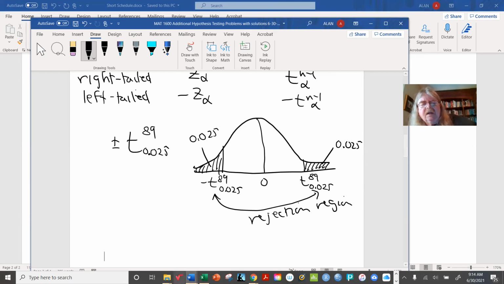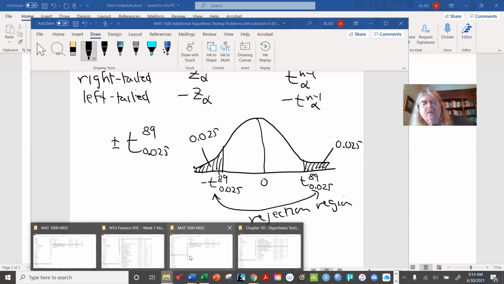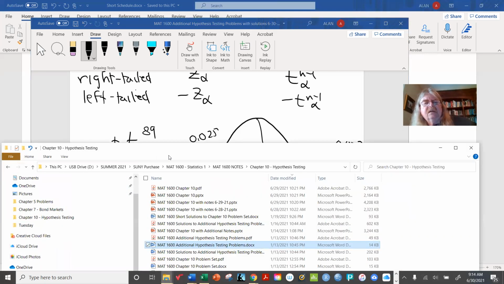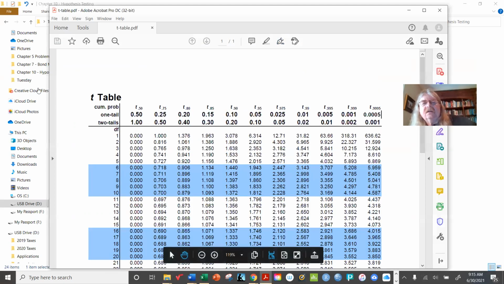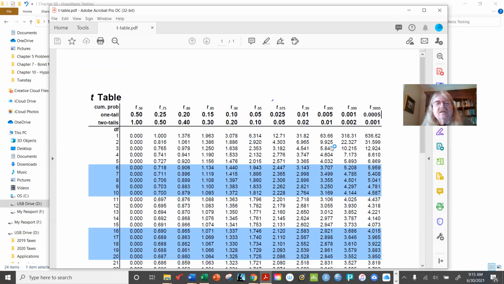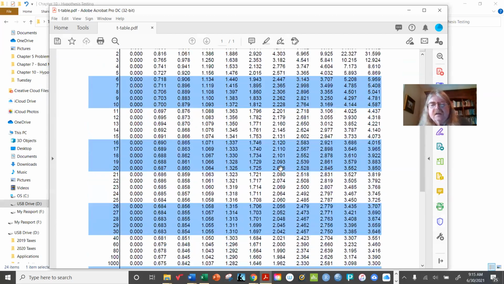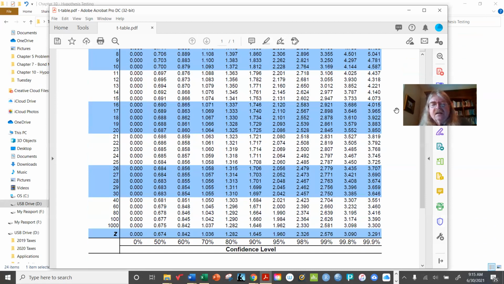Okay, so we can look at the table if we want to, but it's not likely that the answer we need is there. First I'll show you that. What we're looking for in this chart is 5% total split up between the two tails. That would be this case. But if we scroll down and look for 89 degrees of freedom, it's not there, is it? We have 80 and we have 100. So what do we do about it?